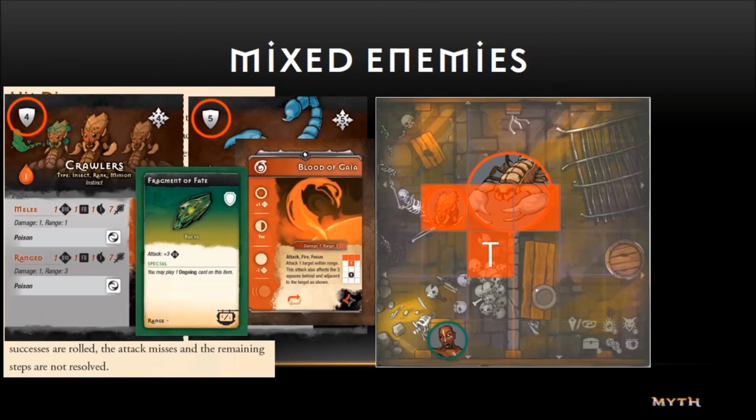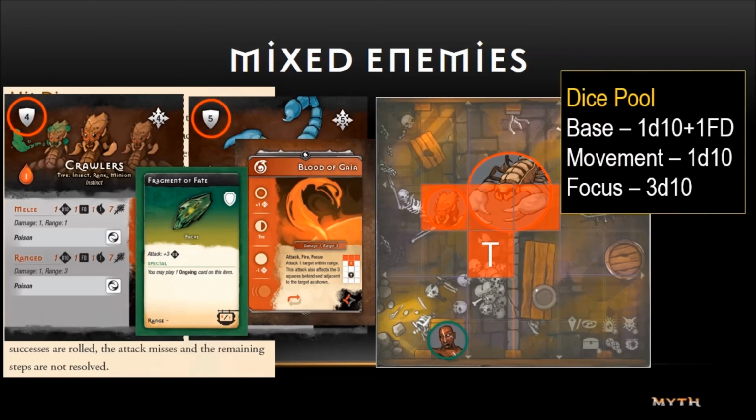Let's pull back up the Blood of Gaia card just as a reminder. And we'll say I've got a focus that I'm also using on my hero board, the Fragment of Fate. So first, let's go ahead and build my dice pool. The dice pool will be made up of my base for the hero, which is 1d10 and 1 fate die. Then if we look at the movement on the Blood of Gaia card, I'm not moving, and so therefore I get an extra d10 out of not moving, staying stationary.